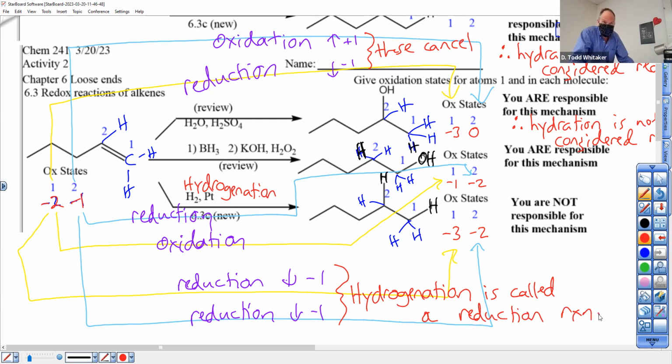RXN stands for reaction until the end of Orgo 2. Okay? RXN is the short form for reaction. It's a homonym. Just say RXN real fast. It sounds a lot like reaction. RXN. Sounds like reaction. I like words like that.